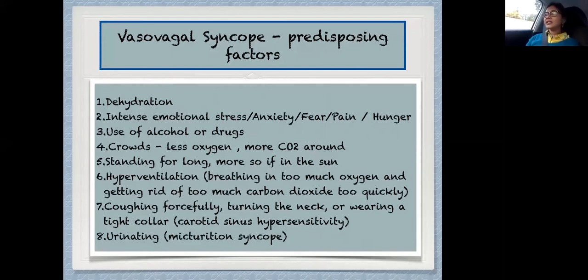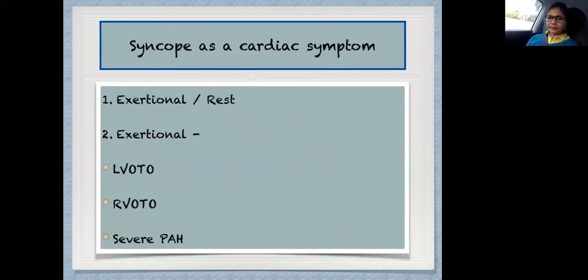You ask history, whether it is vasovagal or not. If it is vasovagal, you know that you don't need to go to the second and third level of investigations. It can be managed by lifestyle modification. And syncope as a cardiac symptom could be either exertional or at rest. Exertional happens more commonly in ventricular outflow tract obstructions, as we already mentioned.